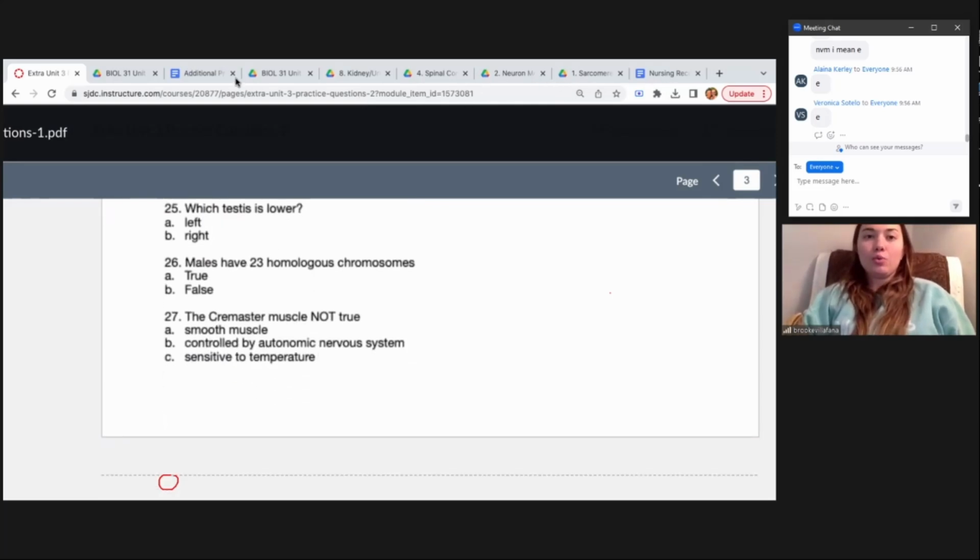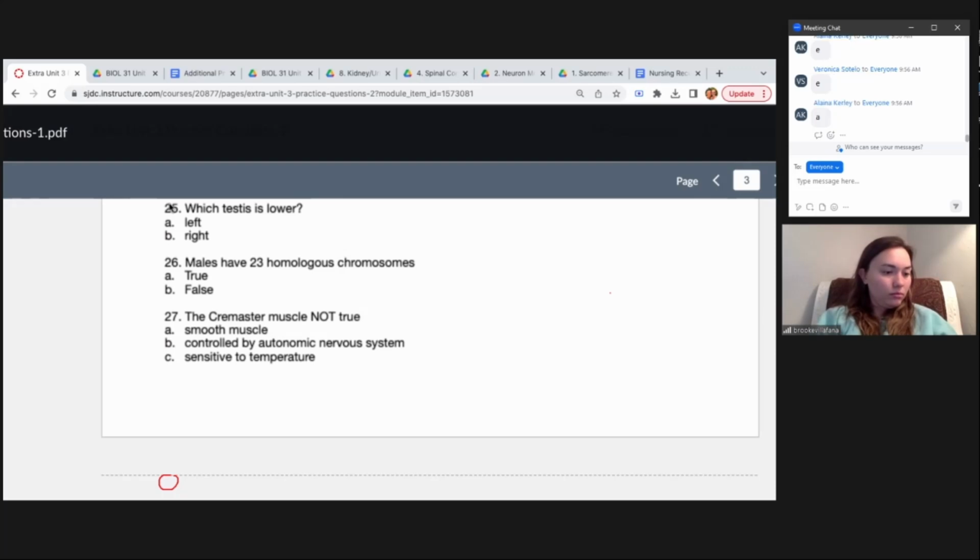All right, question 25. Which testis is lower, the left or the right? Good. The left, right? The left testis is lower.